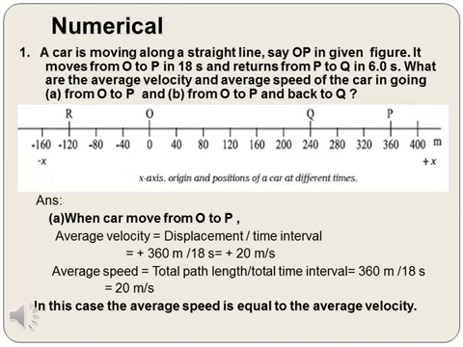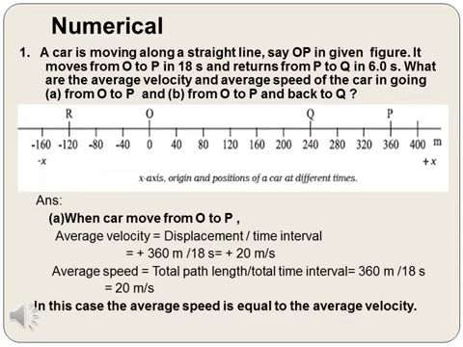First question is, a car is moving along a straight line, say OP in given figure. It moves from O to P in 18 seconds and returns from P to Q in 6 seconds. What are the average velocity and average speed of the car in going A from O to P and B from O to P and back to Q?